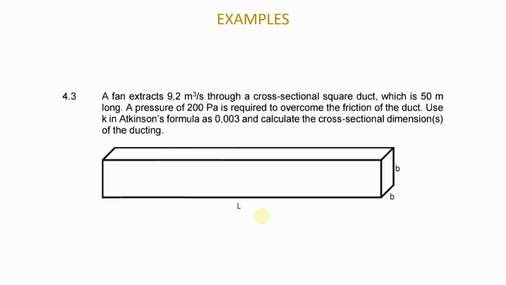Since this cross section is a square, every side is the same. Each side is equal. So it's B here, B here, B here, B here, because it's a square. Basically the question is asking us to find the dimensions of the cross section, but because it's a square, we're just looking for B, because each side has the same length. So we're trying to find the value of B under these conditions.